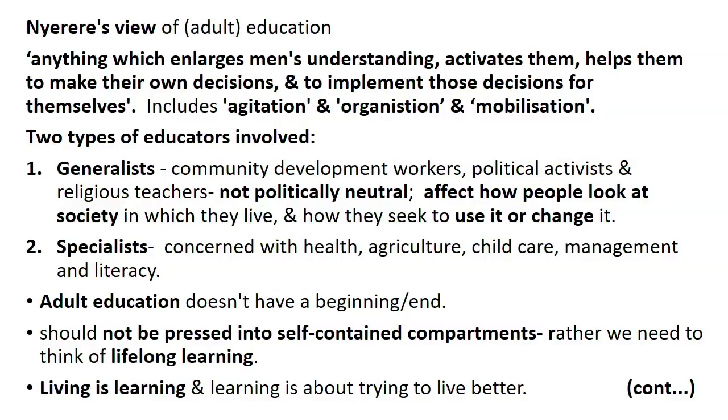He felt that there were two types of educators involved in education. The first would be the generalists. They were the community development workers, the political activists, and the religious teachers. And they were not politically neutral, and they could affect how people look at the society in which they live, and how they seek to use or change it. Then there were also the specialists, those who are concerned with health, agriculture, childcare, management, and literacy.